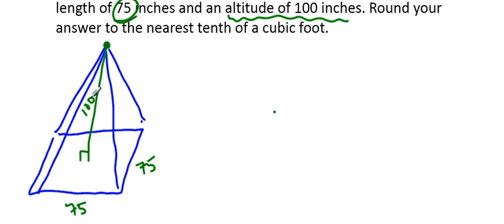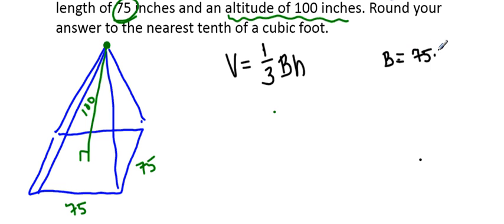Since it's asking us to find the volume, I'm going to use the formula for the volume of a pyramid. So the formula says volume is equal to 1/3 times the area of the base times the height of our pyramid. At this point, we don't know the area of our base, but we can certainly find it. We know that our base is a square whose side length is 75. So the formula for finding the area of a square is either side squared or length times width. I'm going to multiply 75 times itself.